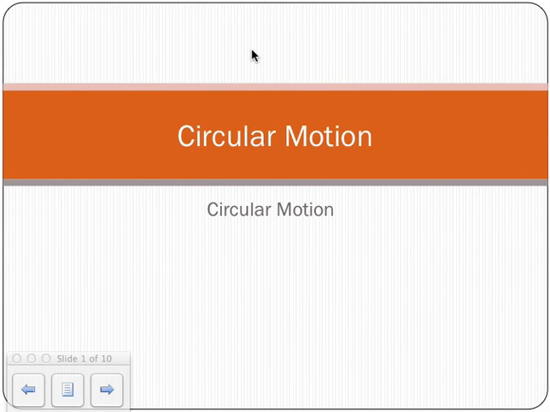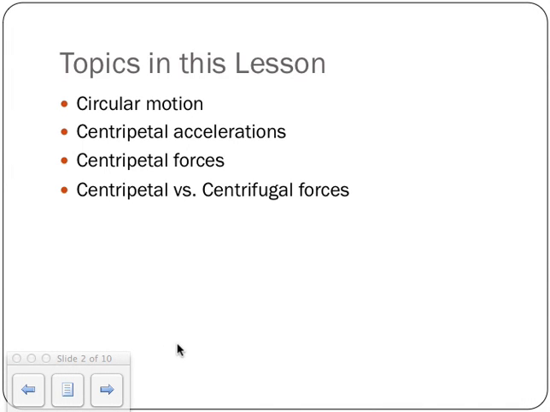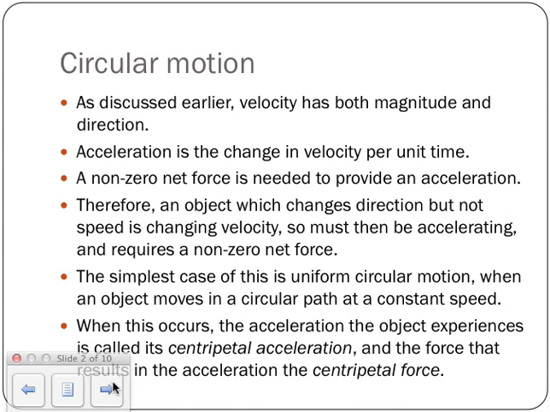Our next lesson is going to be on circular motion, and this is part of the unit on circular motion and gravity. In this lesson, we're going to look at circular motion in general, a description of what causes it, and then two parts of this: centripetal accelerations and centripetal forces, which will be the very key and core behind this lesson. The last thing we'll look at is centripetal versus centrifugal forces, between the type of force we're talking about here and another one that you commonly hear of, the centrifugal force. So let's move on.